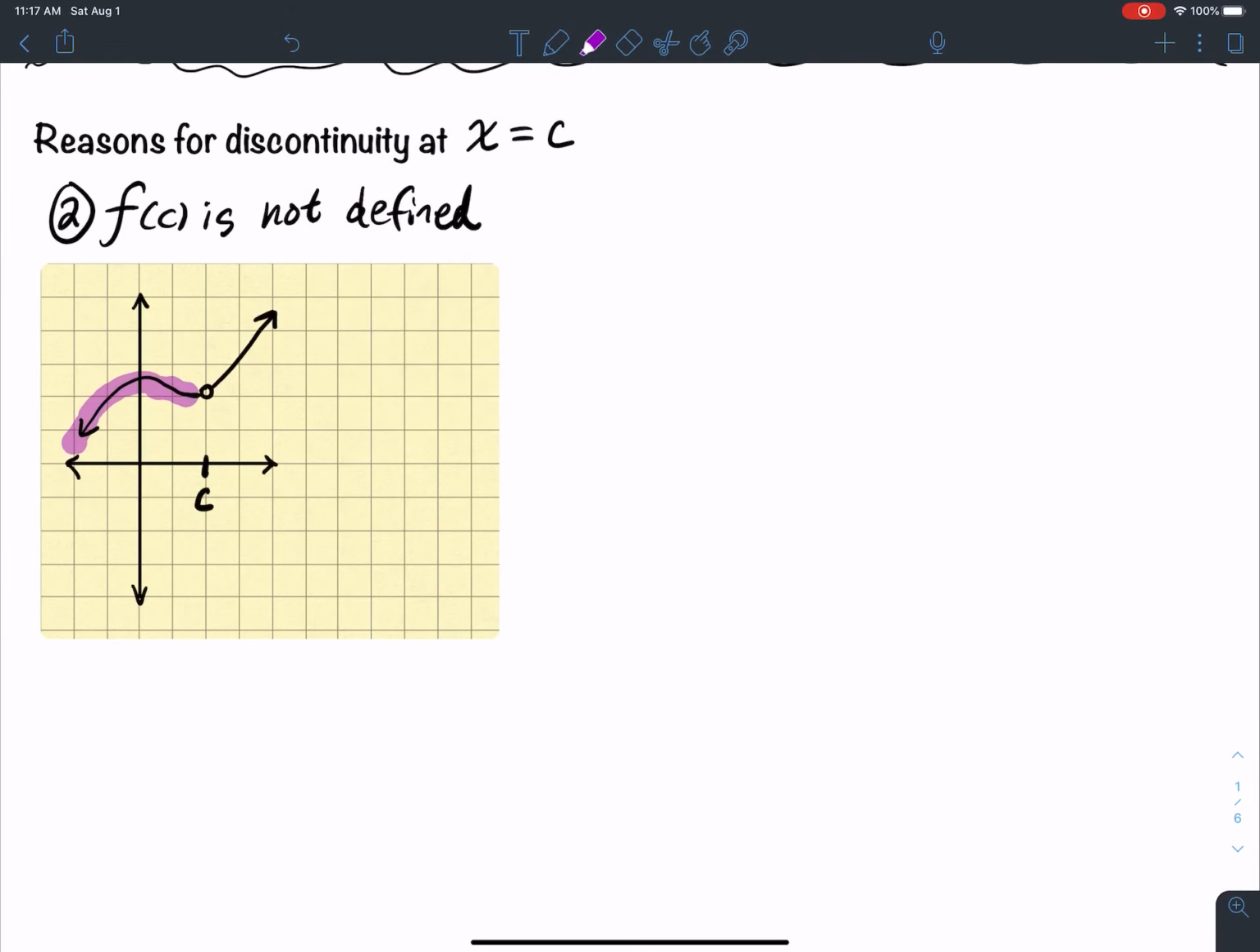So I am technically picking up my pencil, even though it's a very tiny little pickup, only at that point, x equal to c. You are technically lifting up your pencil though.